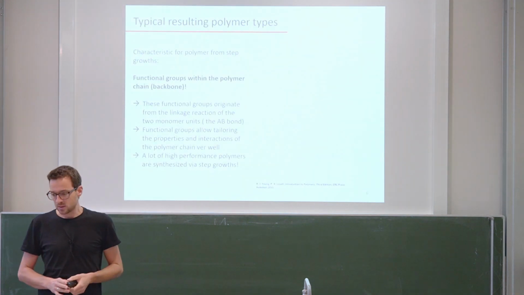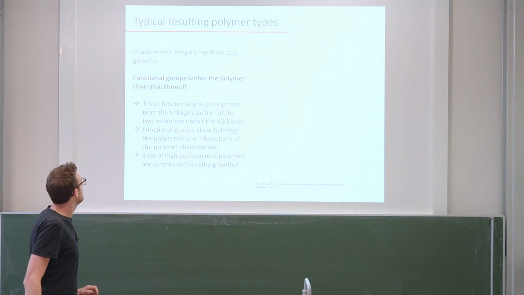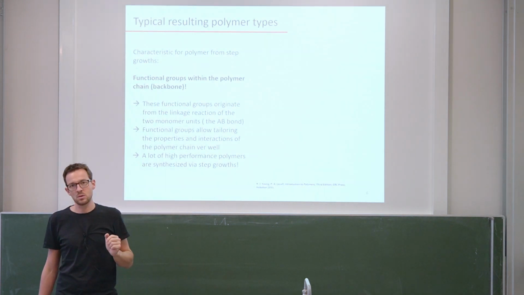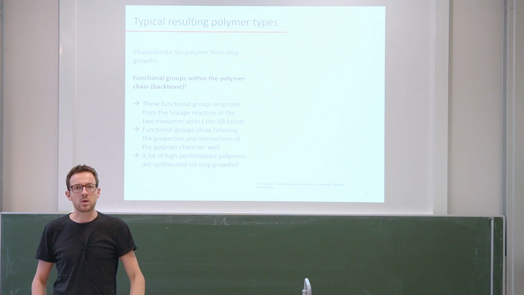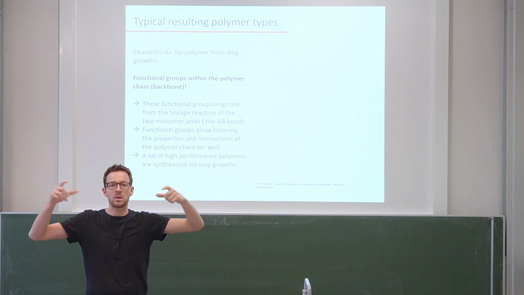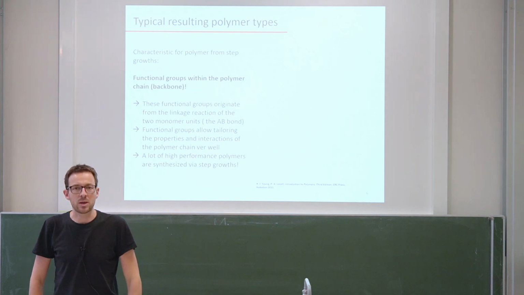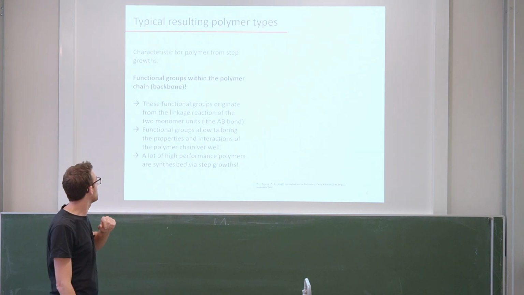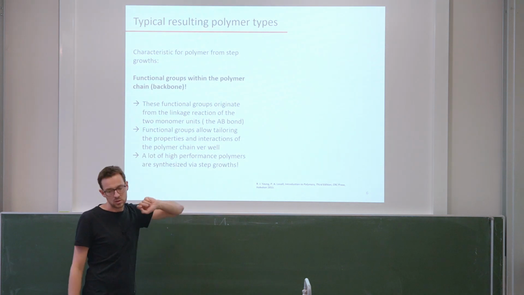So if we do this, then we instantly create polymers that have certain characteristics. The first and maybe most important characteristic is that the functional groups will always be in the polymer backbone. The reason for this is very simple, because we take advantage of a reaction between the functional groups to actually make the polymer. So in a sense, the functional group is always the linker between the monomers in the backbone. This is a very fundamental difference to a chain growth polymerization that you will see two lectures in the future.